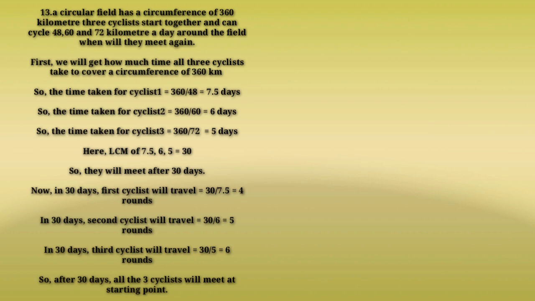travels the circular path in 7.5 days, and second cyclist takes 6 days, and third cyclist takes 5 days. So we will take the LCM of these days. So finally we are getting 30 days. It means students, after 30 days all the cyclists will meet at the starting point.